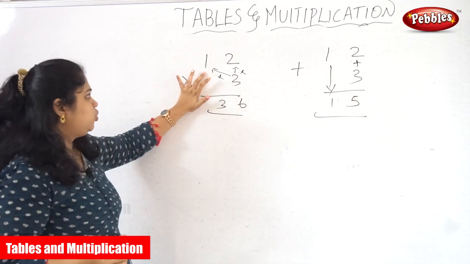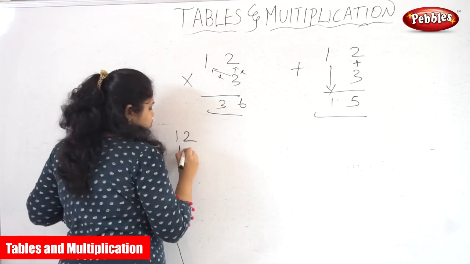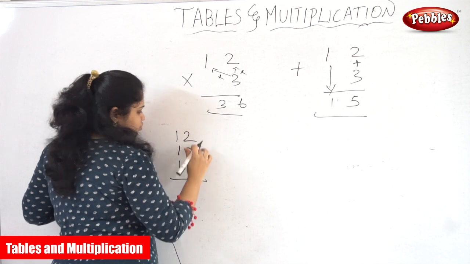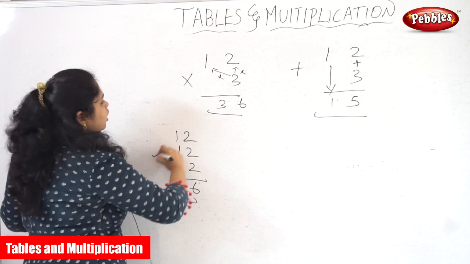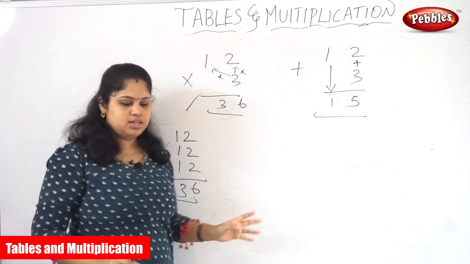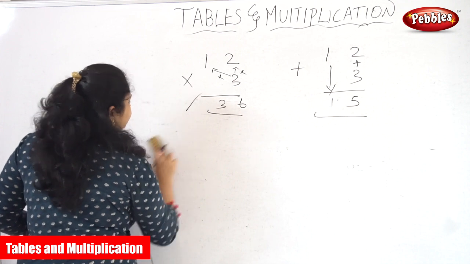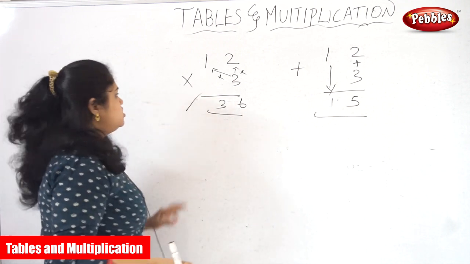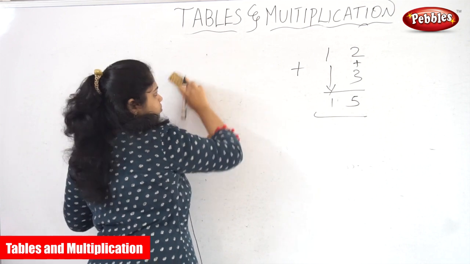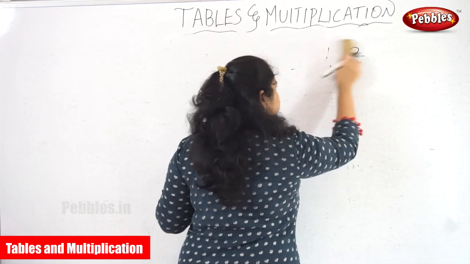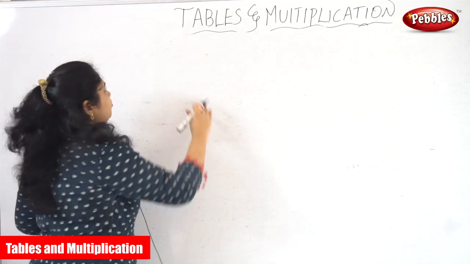What is the meaning of 12 taken 3 times? If 12 comes 3 times: 4, 5, 6. 1, 2, 3, 36. So it is rechecked, and this answer is the correct answer. Next problem.